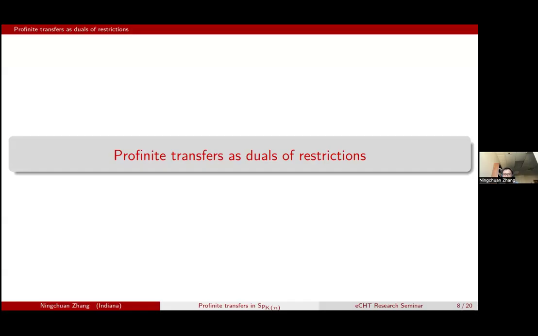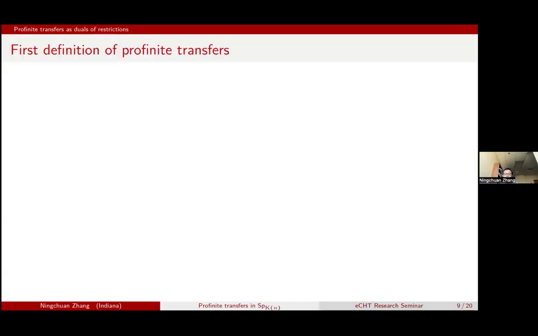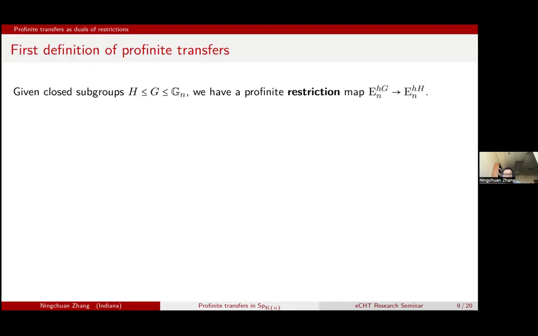If not, then let me give you the first definition. So, given closed subgroups of the Morava stabilizer group, we have a natural profinite restriction map from E_n^{hG} to E_n^{hH}. This is like if you have a representation of some group, then you can always embed the fixed points of the larger group into fixed points of its subgroup. So we always have this natural map.